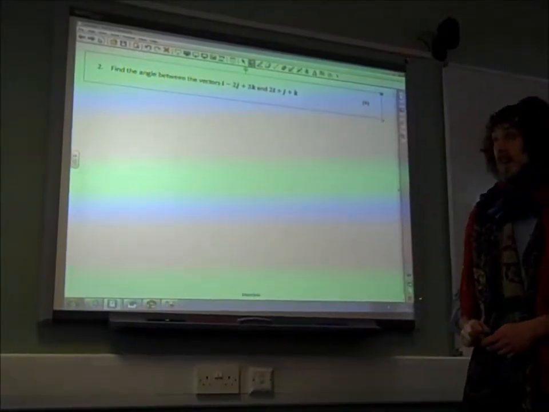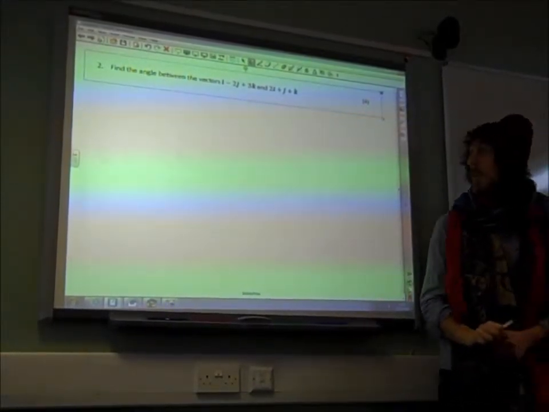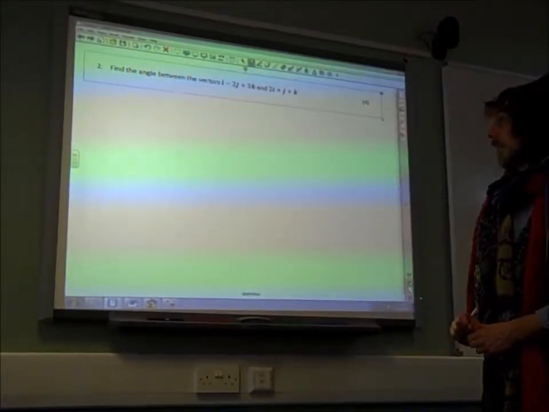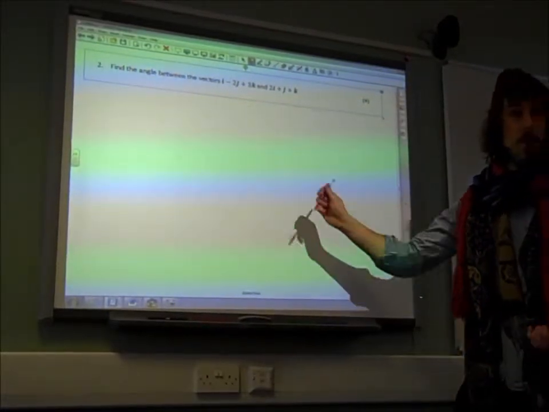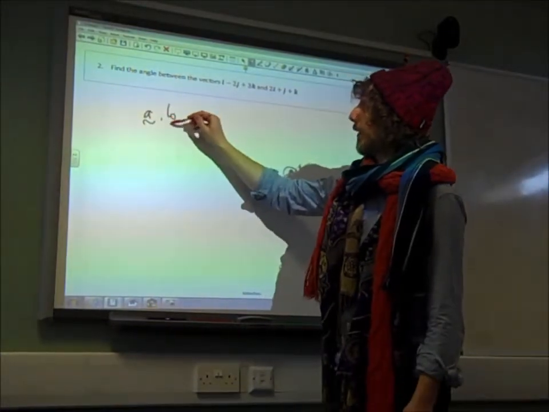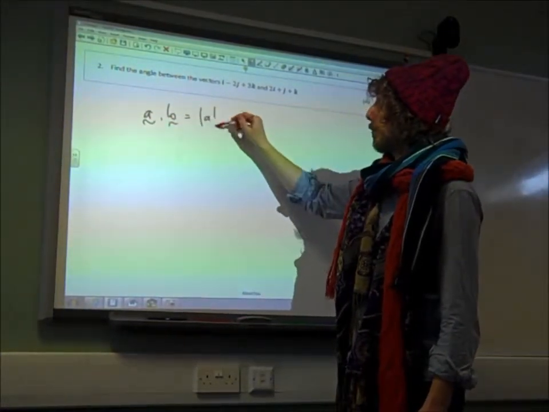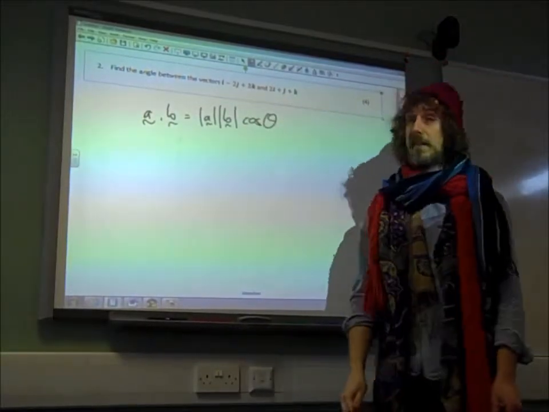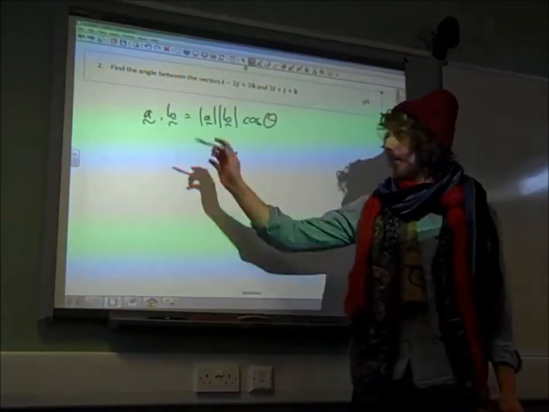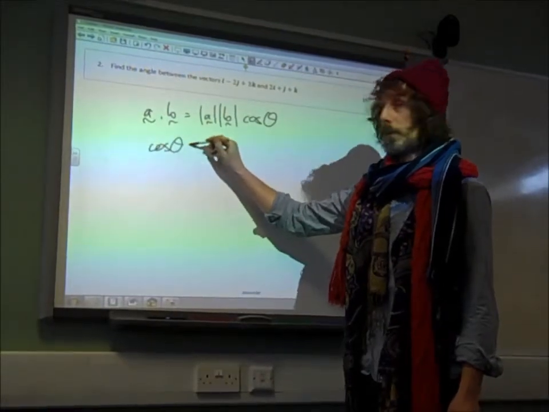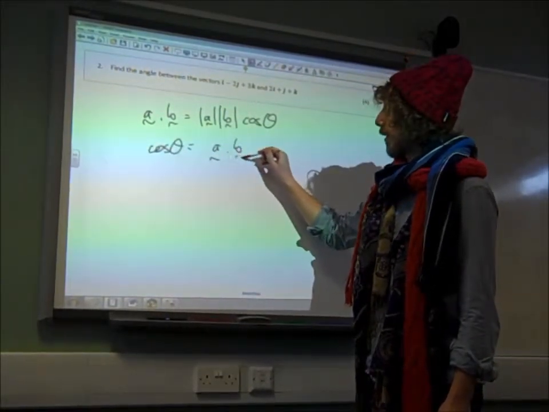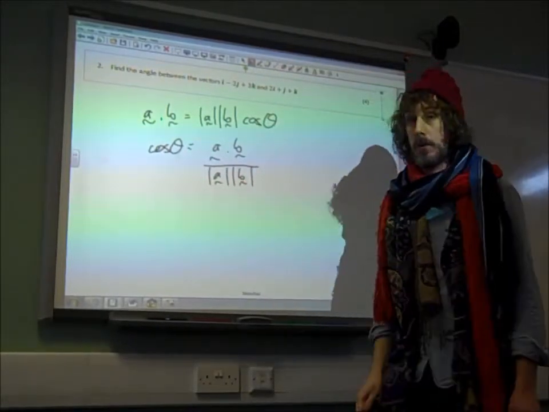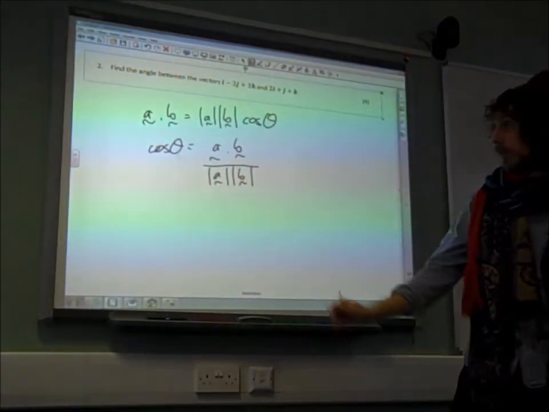We then threw another vectors question in for you, which I think was question 1 on a past paper. Find the angle between those two vectors. Remember we wrote down this definition of the dot product, the scalar product. If we rearrange that, we get that the cosine of the angle between these vectors is the dot product divided by the product of their magnitudes. So that's what we've got to work through for this.